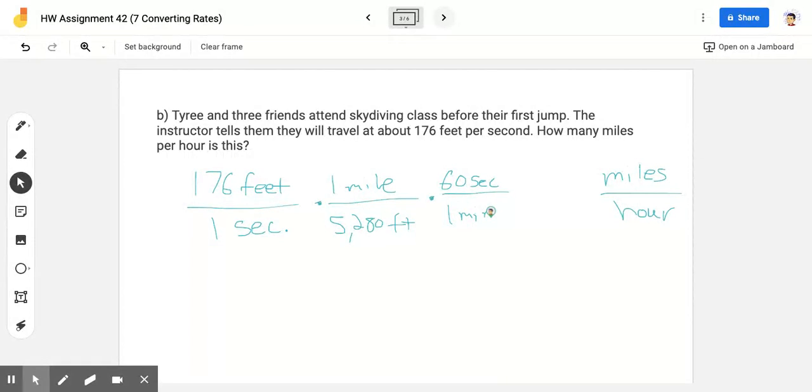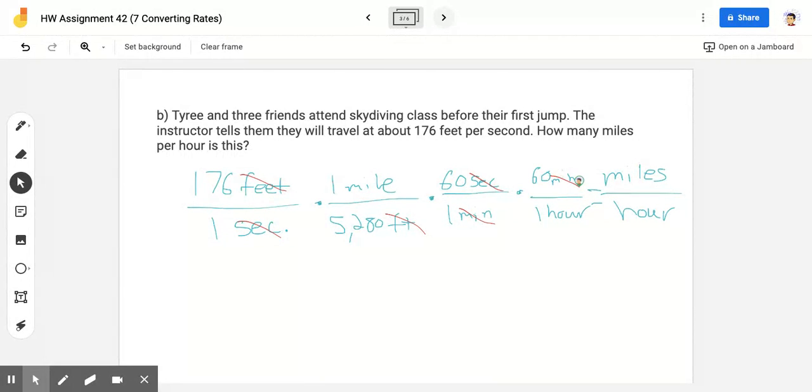And if I want to get minutes to hours, then I know that there is 60 minutes in 1 hour. And that's going to be equal to my miles per hour. So let's see what units can get canceled out here. So feet and feet. Miles, nope, miles are still going to be there. Seconds and seconds. Minutes and minutes.